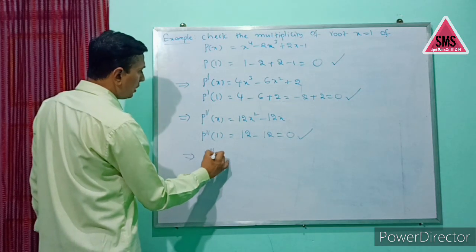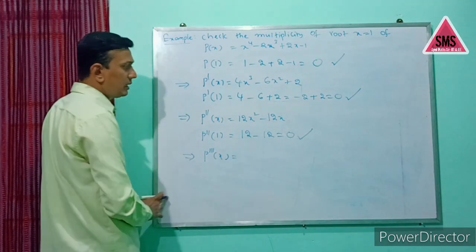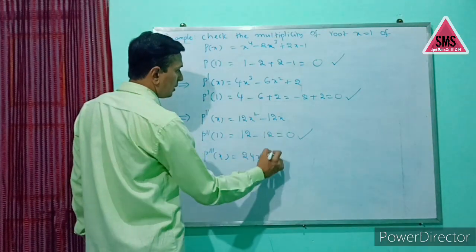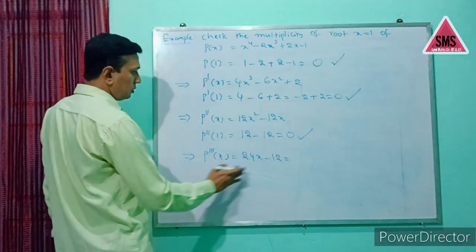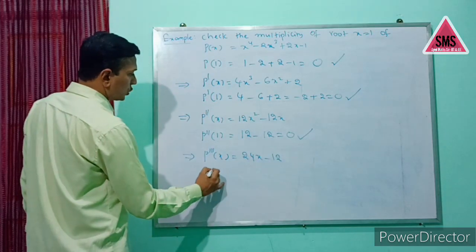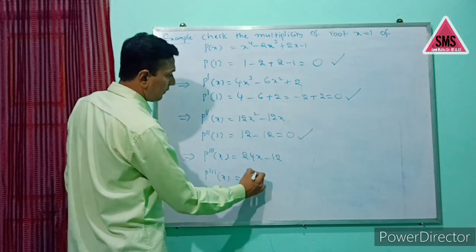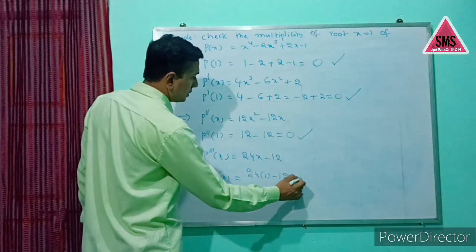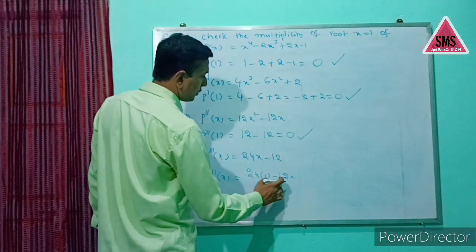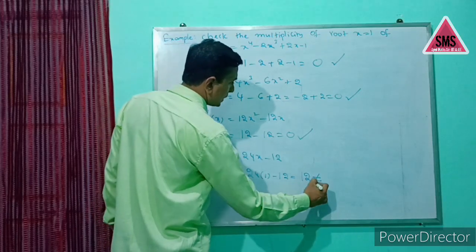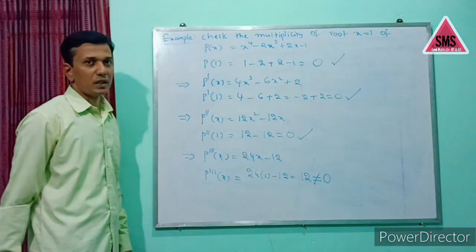Again, take the triple derivative. Again, differentiate the given polynomial. 12 twos are 24x minus 12. Now put x equal to 1 in the third derivative. So 24 into 1 minus 12. 24 minus 12 is 12. Is it equal to 0? It is not equal to 0.